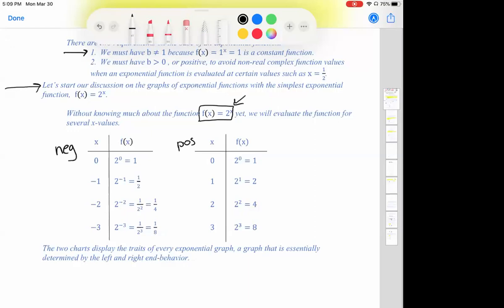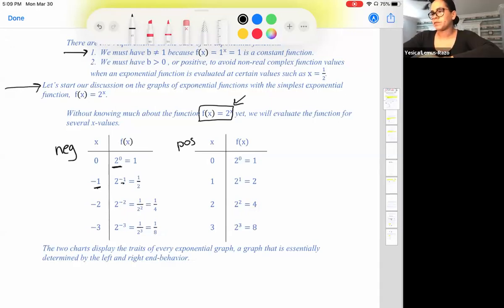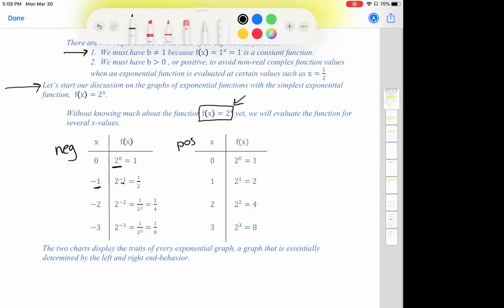So if I choose x to be 0, we have 2 to the 0 power. A number raised to the 0 power is always 1. Now my exponent is going to be negative 1. 2 to the negative 1 gives us 1/2. Now we're going to choose our exponent to be negative 2. We have 1 over 2 squared, which gives us 1/4, and so on.